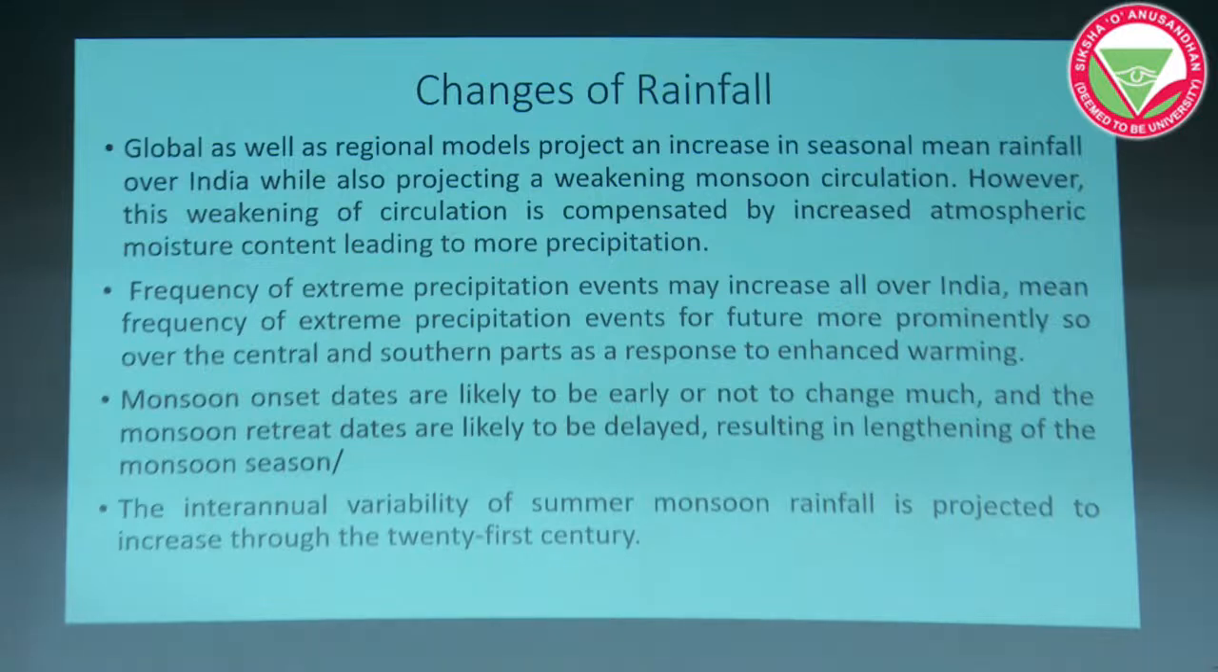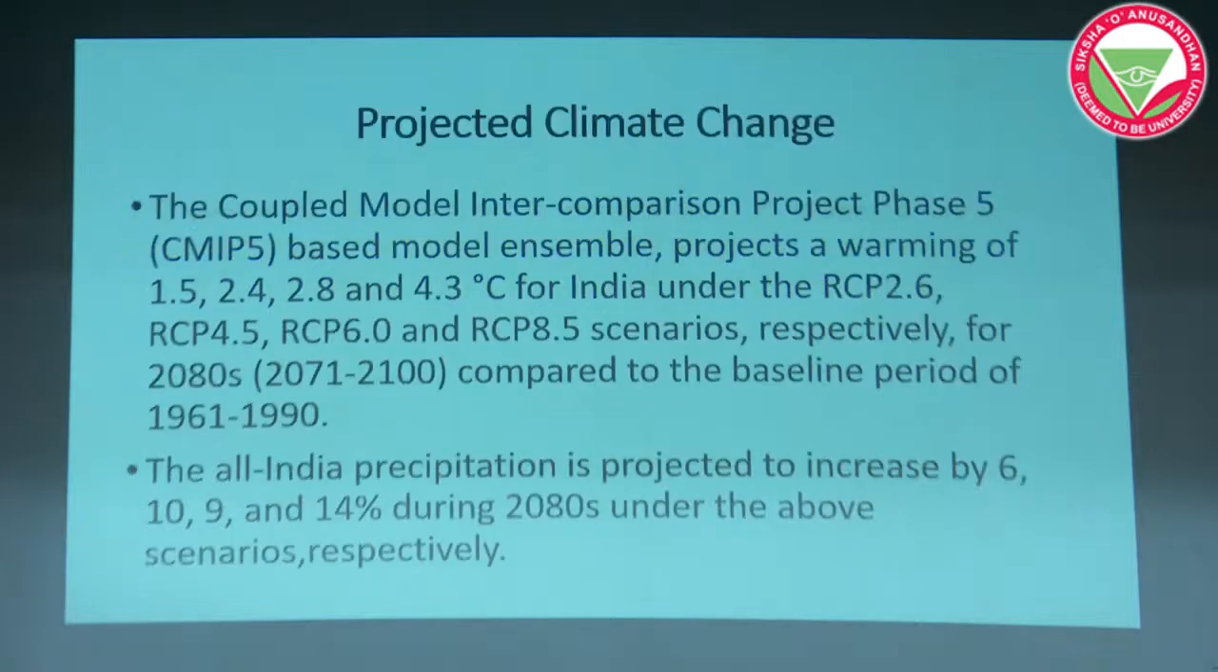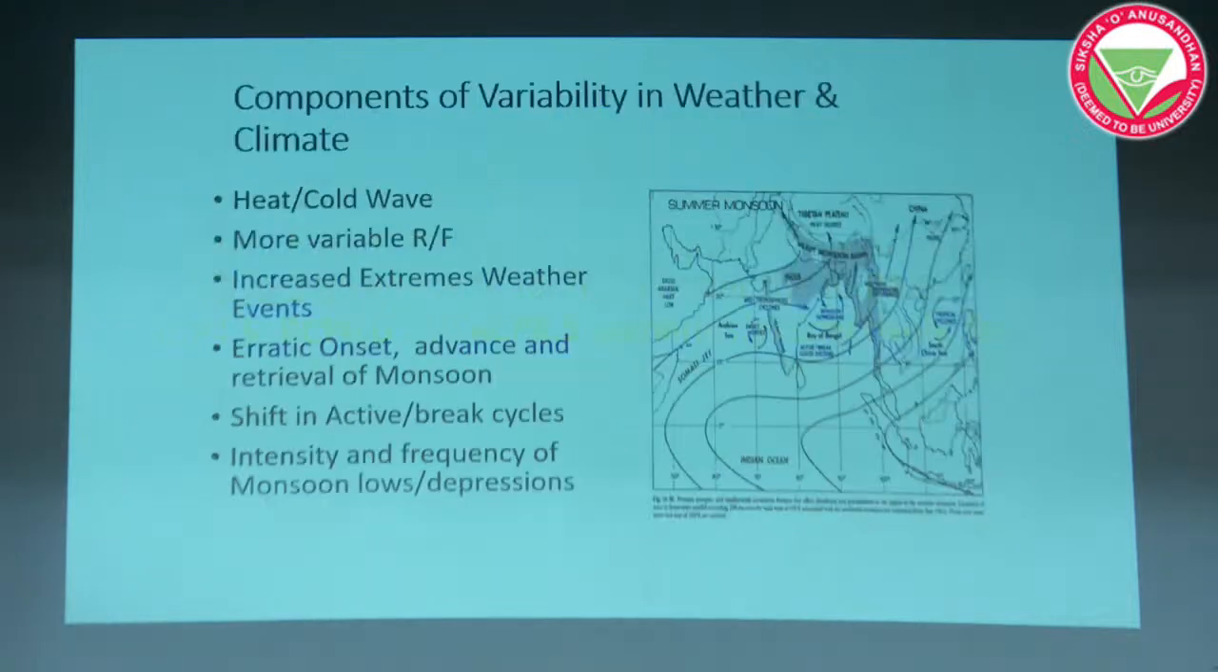So a lot of thinking will be there on how to select the crop, and at what time. Another thing, as already mentioned, is that though rainfall will be more, intra-seasonal and inter-annual variability will be there over the Indian region. Now this is the projected climate change. This is a generated scenario, but you can see that the rainfall will be 6, 10, 9, 14, it will be increasing, but different scenarios have already been discussed.